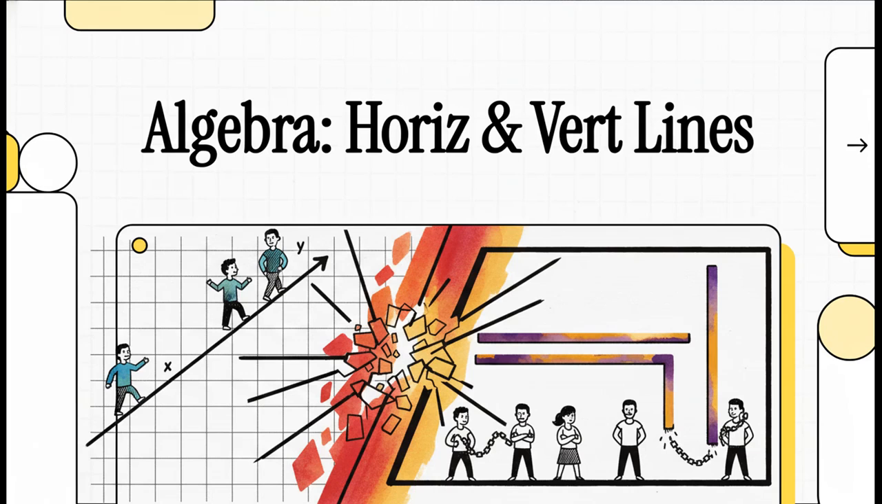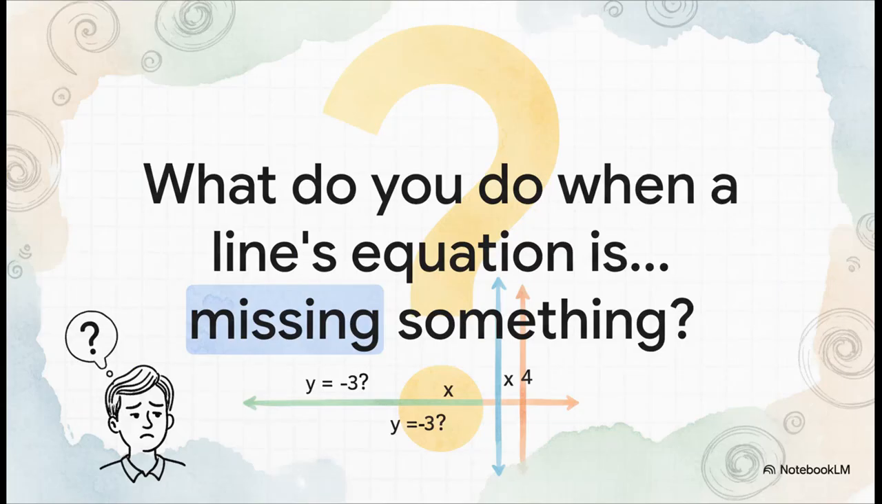All right, let's talk algebra. Most lines, they play by the rules. They've got an X, they've got a Y, they slant across the graph, nice and predictable. But today we are diving into the rebels of the coordinate plane, the special lines that look like they're breaking all the rules.